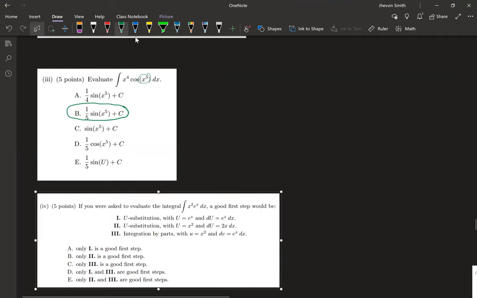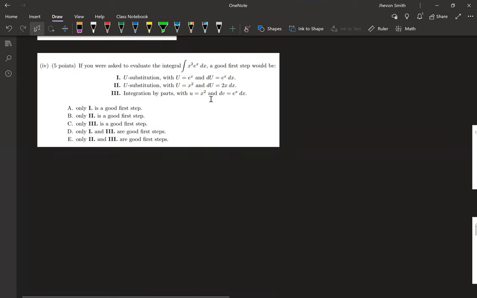So here is another problem. You have to evaluate the integral of x squared e to the x. A good first step would be substitution, or substitution here, or integration by parts.